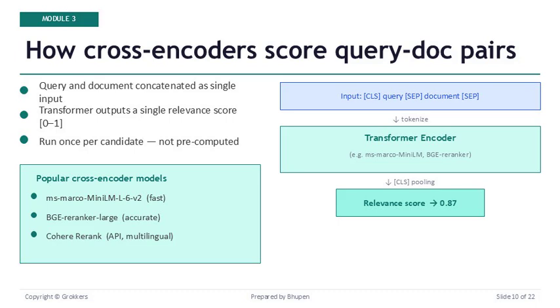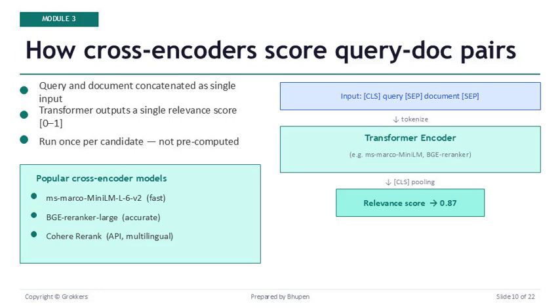Think of it like a taste test. A bi-encoder gives each dish a score on its own. A cross-encoder tastes the dish while thinking about what you specifically asked for. Does this pasta work for someone who wanted something light? That context changes the score.